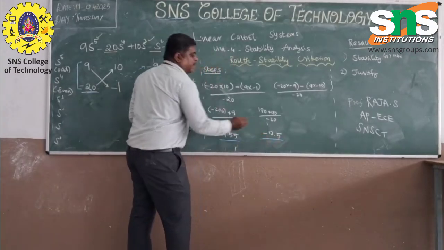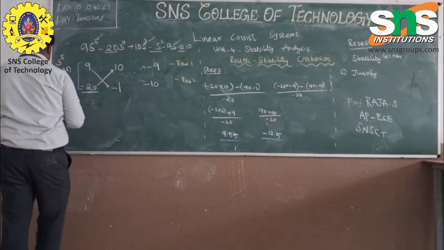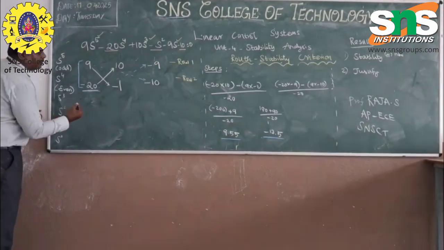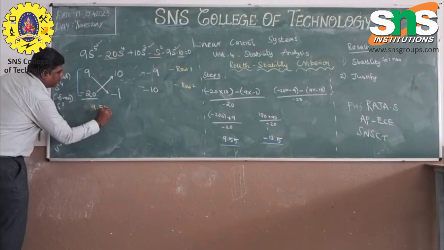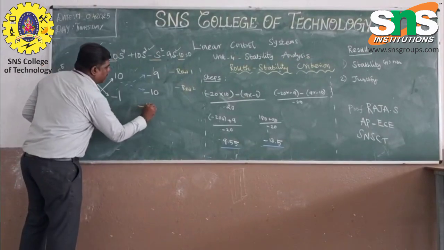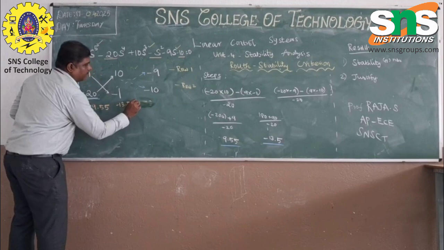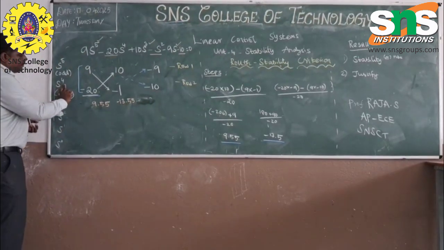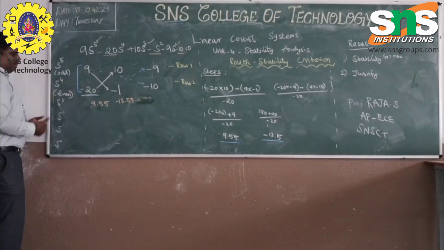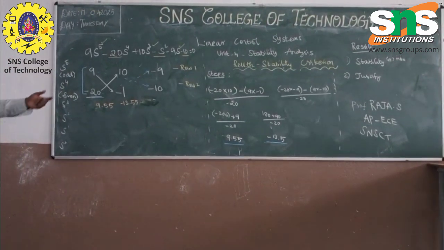9.55 and minus 13.5. So I can write this value here. If you have confusion, I can write this value: 9.55 then minus 13.5. The next step, again we take s power 4 and s power 3, then we do the same process after these two steps. So I can write separately here.